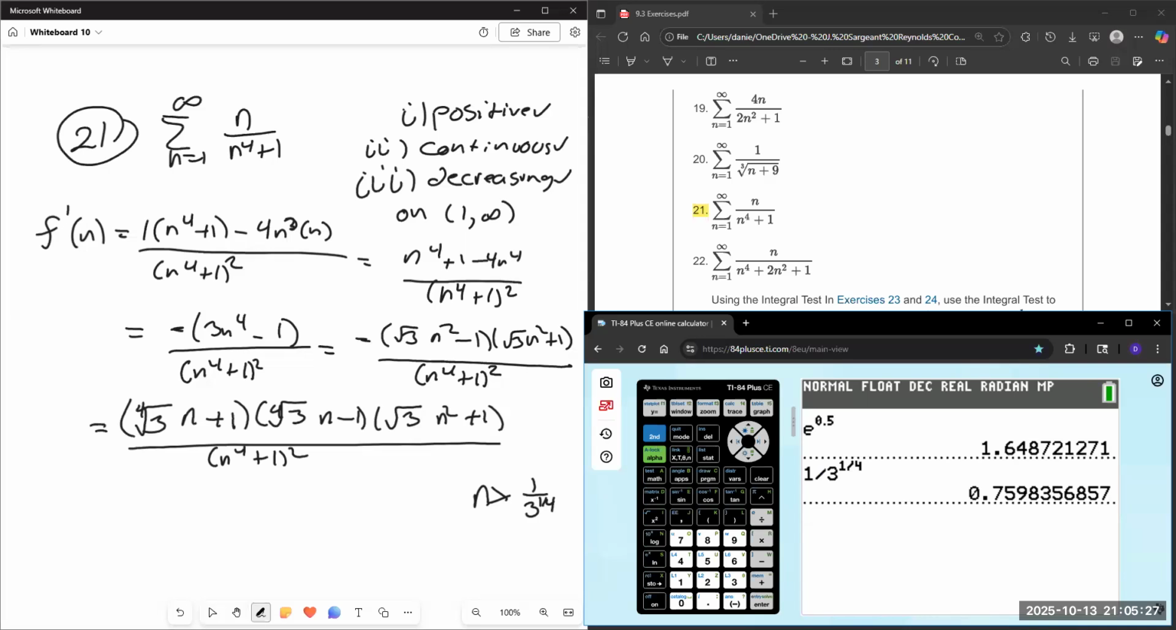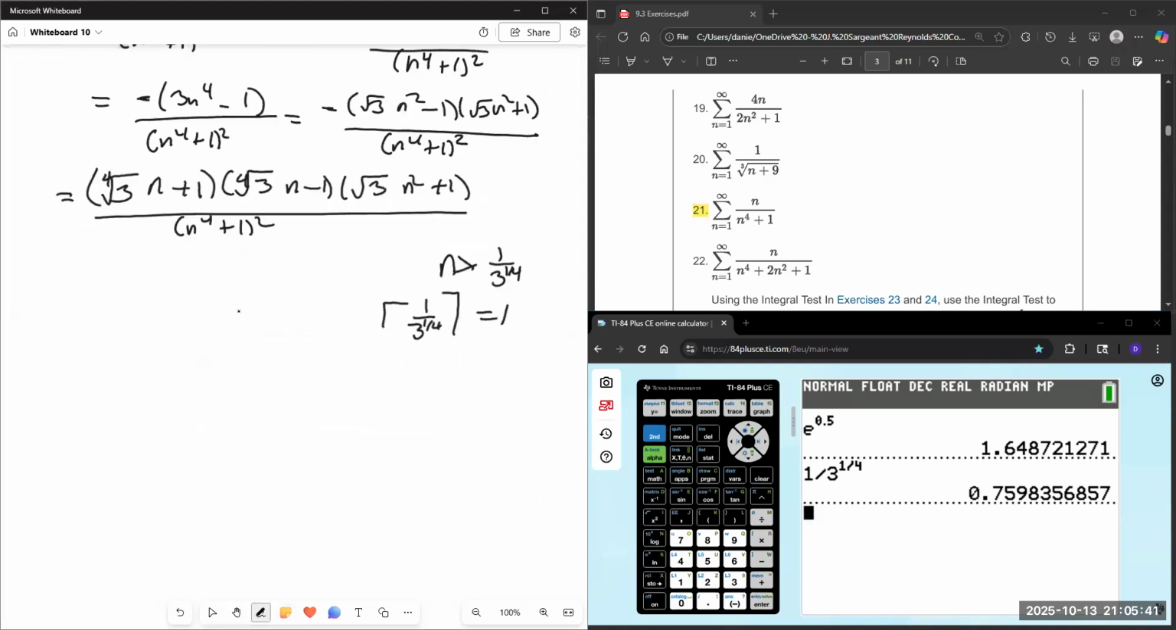So the ceiling of 1 over 3 to the 1/4 power is going to be equal to 1, which is fine. So I'm positive, continuous, and decreasing on 1 to infinity. Let's go ahead and find my integral from 1 to infinity of x over x to the 4th plus 1 dx.